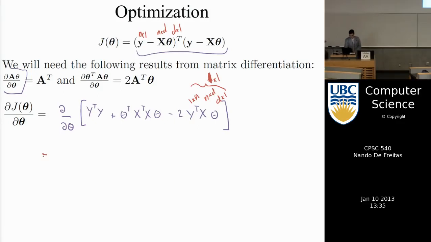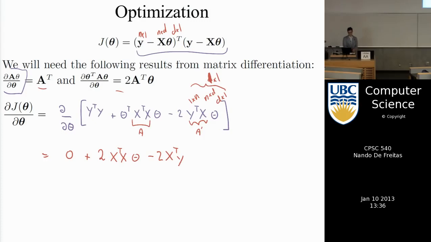Now, the next step is just to use these two properties, property 1 and property 2. And actually, I should have had a third property, which is the derivative of a constant is 0. So that will give me 0, plus the derivative of theta transpose x transpose x theta, which is just 2 times the matrix, essentially, this is the matrix A in this case. So I will just get 2x transpose x theta minus 2. And in this case, this is my other matrix, say A prime. And so I just transpose it to x transpose y. And that's the derivative. That's all the derivatives.